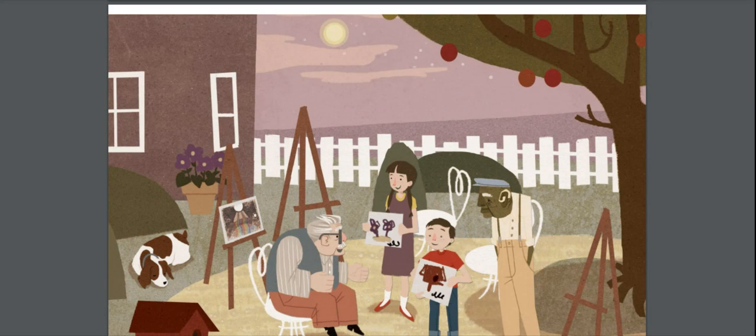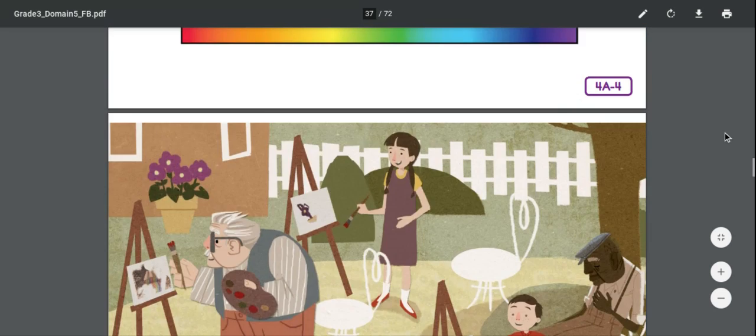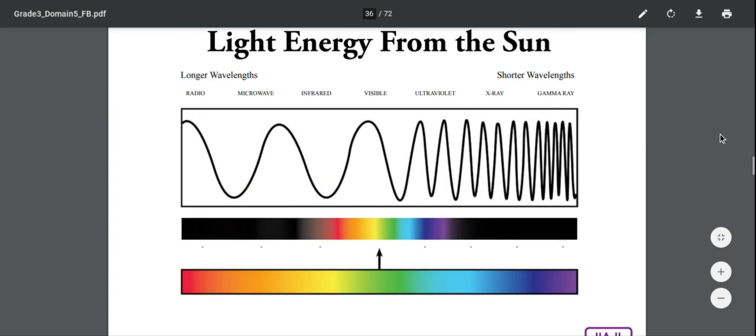What is an example of a spectrum that you heard about in the read aloud? Well, a rainbow, which is all the light energy from the sun. A rainbow is one type of spectrum, but all the light energy from the sun includes not only the visible light that we can see, but the invisible light that we cannot see. Those are examples of spectrums.